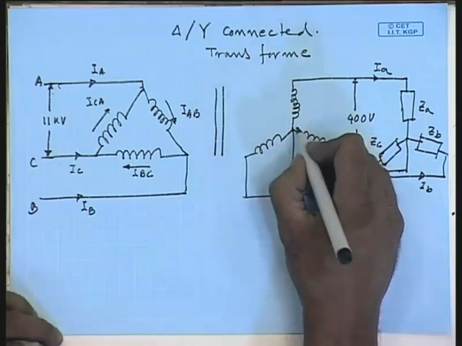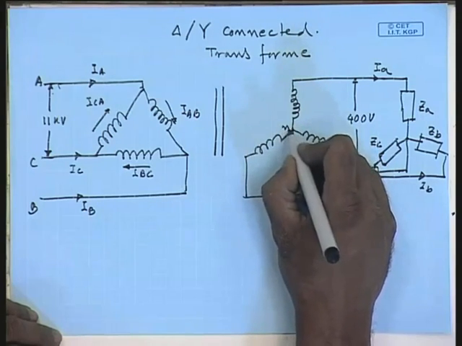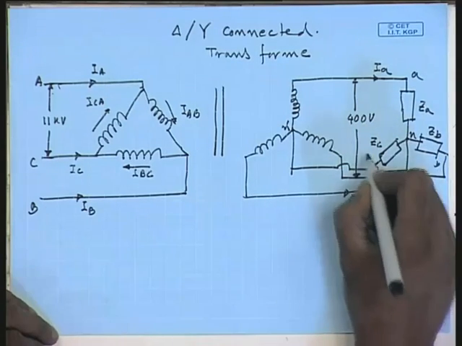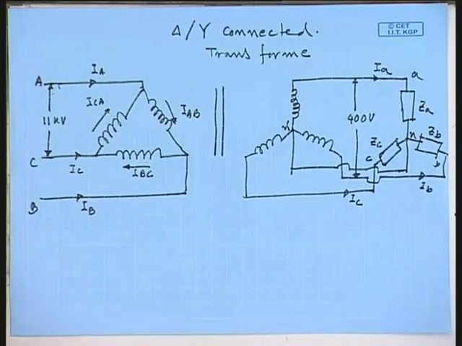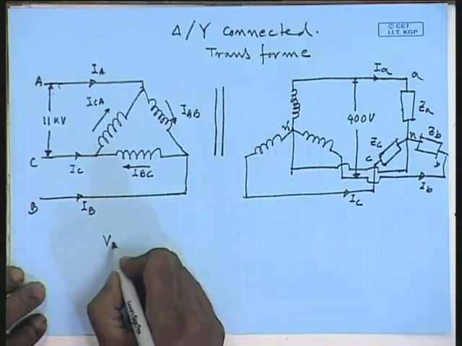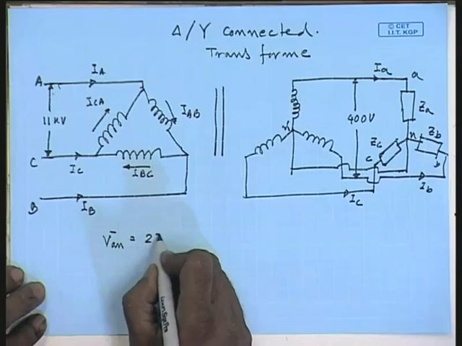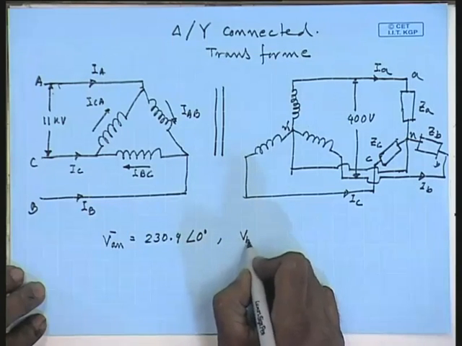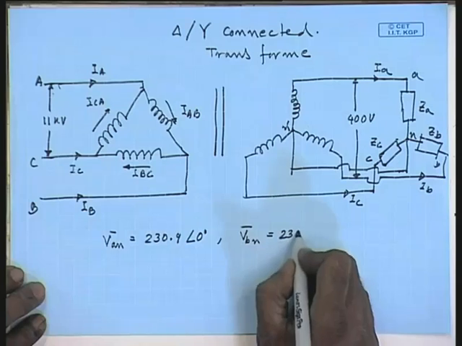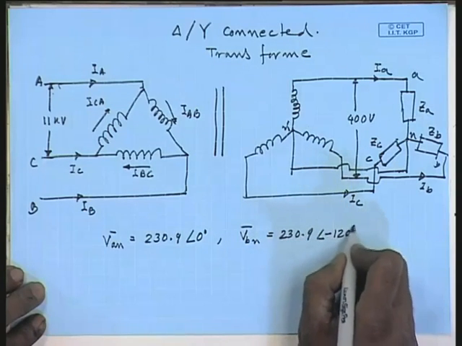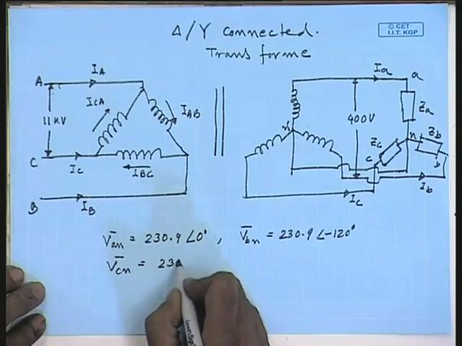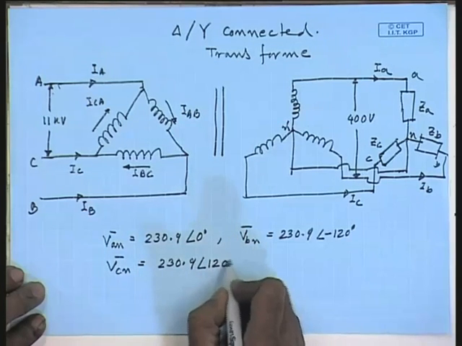Now, since the load neutral is now connected to supply neutral, the load phases can operate independently and load phases will be perfectly balanced, that is VAN will be equal to 230.9 angle 0, let us say, then VBN will be equal to 230.9 angle minus 120 degree and VCN will be equal to 230.9 angle 120 degree.